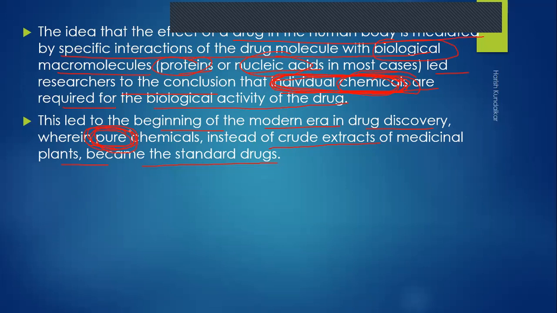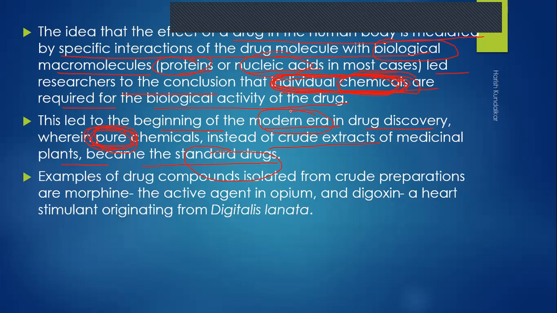We are going to think of that particular constituent of a plant extract that is going to be pure and that is going to become a standard drug. So that is the modern era of drug discovery. So examples of drug compounds isolated from crude extracts. For example, अभी पहले के जमाने में crude extracts यूज किया करते थे, like crude preparations यूज किया करते थे. Nowadays they are extracting the active chemical.